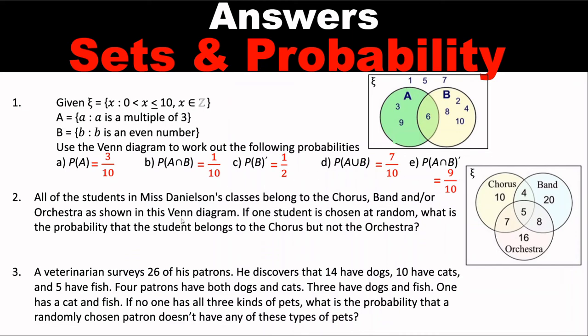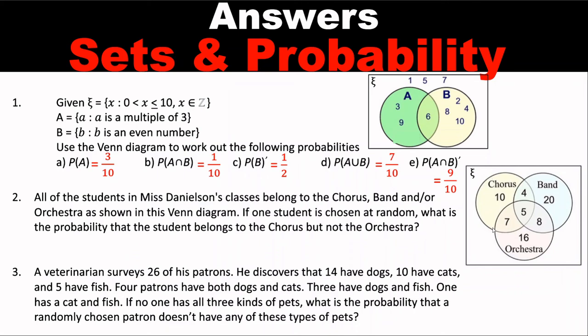Next, if all of Miss Danielson's students belong to a chorus, band, or orchestra, as shown in the Venn diagram, if one of the students is chosen at random, what is the probability that the student belongs to the chorus but not the orchestra? Now, I stipulated in the question that all of the students belong to at least one of these groups. So I've got no students out here, which would still be part of the question. It's still in my universe of students, but not in these sets. What is the probability that one of my students is chosen at random and that student belongs to the chorus but not to the orchestra?